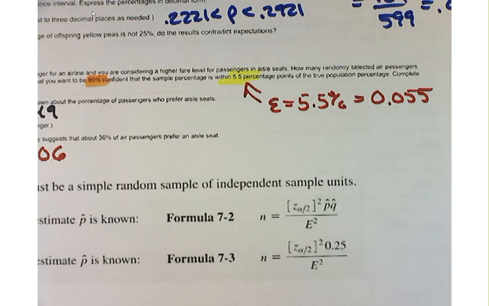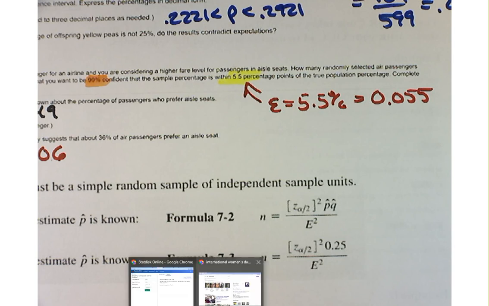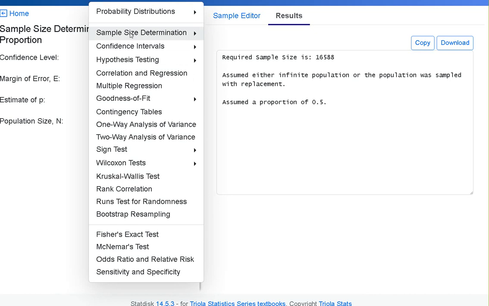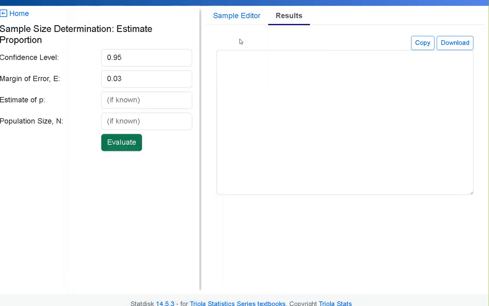So when we were on StatDisk, how come you changed it to estimate proportions? How come I changed which? That to estimate proportions instead of what we were using earlier. Like I was saying, estimate proportions in the top. It's a different analysis earlier. So you go to analysis, sample size determination, and then estimate proportion. So it was different earlier, so I didn't have the estimation of the P and population size.